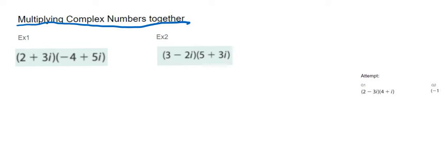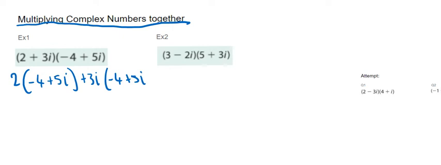The first one, there are different ways you can expand it out, but we'll do two. One way we can do it is by splitting up the first bracket. If I split the first bracket down the middle into 2 and 3i, then we multiply both of those by the second bracket. So I'm going to do 2 multiplied by minus 4 plus 5i, and then plus 3i multiplied by minus 4 plus 5i. So we're writing down the second bracket twice really.